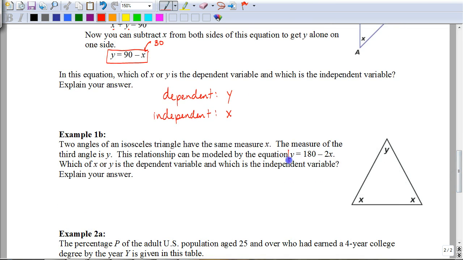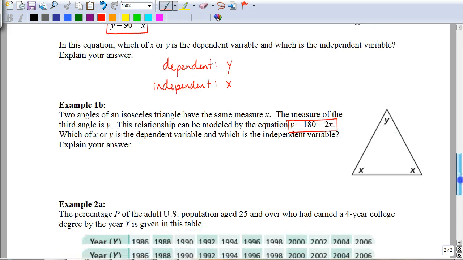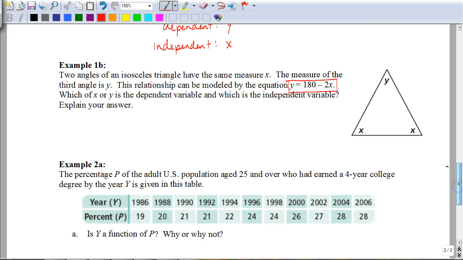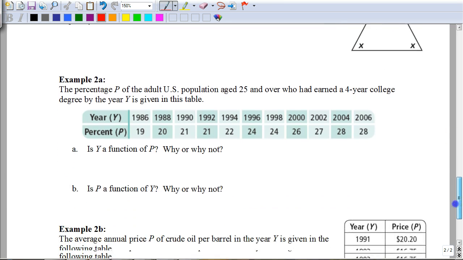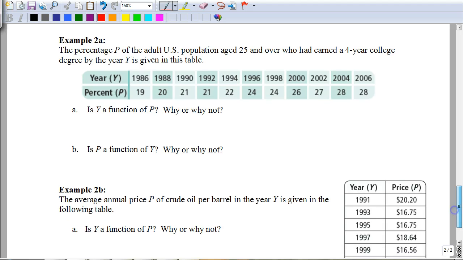This is going to end up being the same type of problem. Again, we're looking at y equals 180 minus 2x, and again, x would end up being the independent variable, y would be the dependent variable. But here's where I want to focus on.